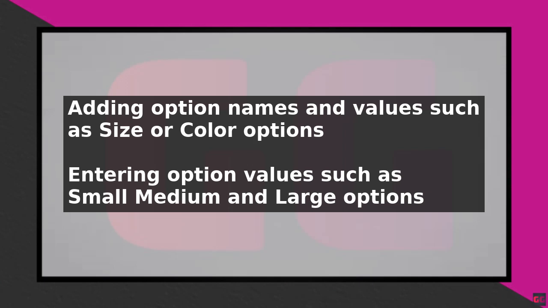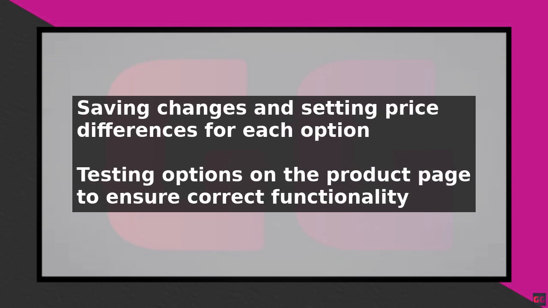When placing an order, it is also a good practice to test the options on the product page to ensure they are working correctly. Additionally, you can also use Shopify apps to add more advanced product options, such as product bundles or customizable products. These apps can provide more features and flexibility when adding options to your products.